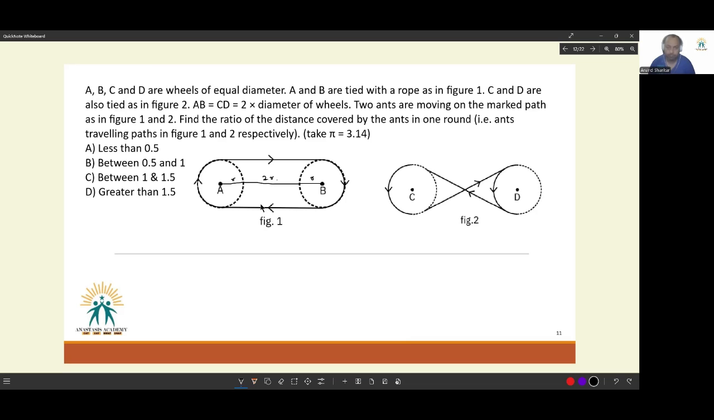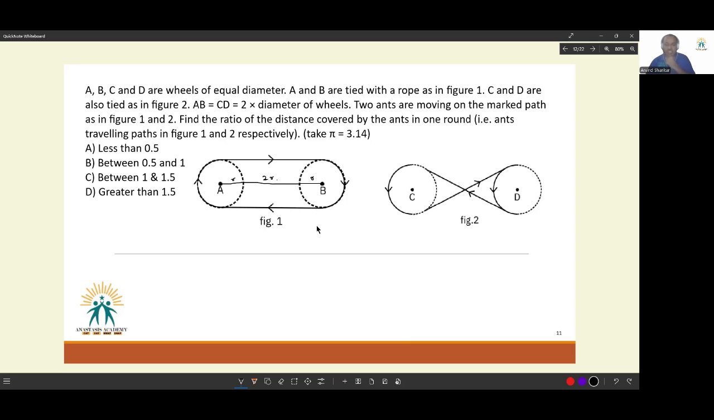Okay. So the marked path is the portion that is continuous. This broken down portion is not where the ant travels. The portion that is continuous is where the ant is traveling. Find the ratio of the distance covered by the ants in one round, that is ants traveling in the paths figure 1 and figure 2.